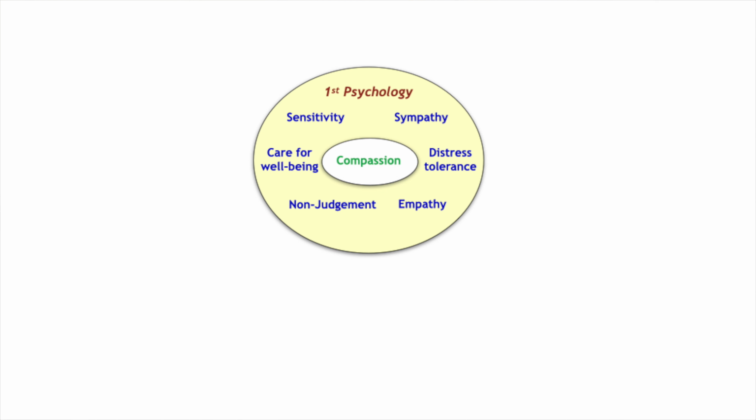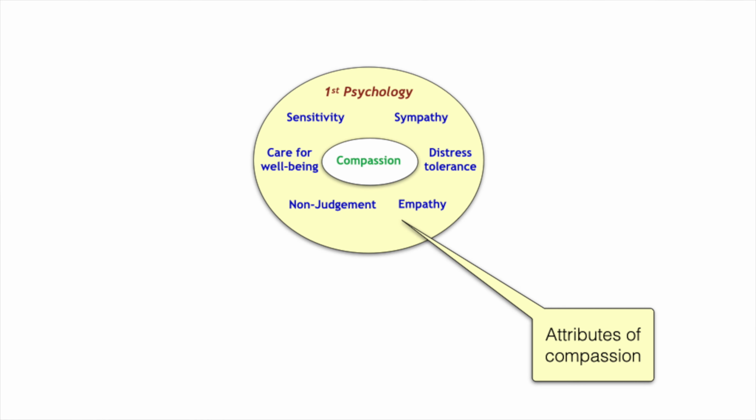And finally, we try to cultivate a care for well-being, a caring motivation, a desire that others and ourselves and all living beings may suffer less. This care for well-being means that we're not being compassionate out of self-interest, but a genuine desire to be helpful to others and to ourselves. These are all attributes of the compassionate mind.